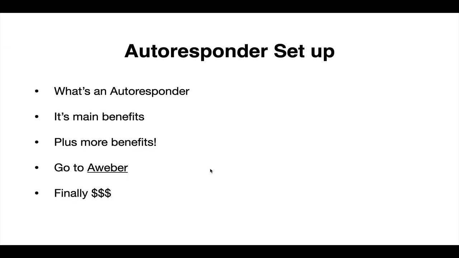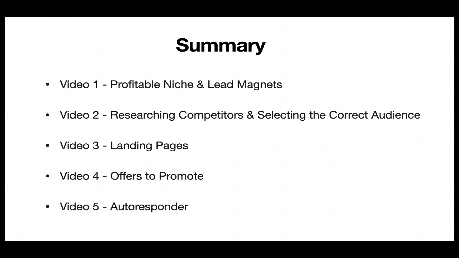So that's it from me. The loop is now closed. So here's a summary of what we discussed in the past 5 days of training. In training video 1, I discussed how to find a profitable niche and how to select a lead magnet that's right for you and your audience. In training video 2, I discussed how to go about researching your competitors and provided you an audience that you can plug in right now and get started attracting leads into your funnel.